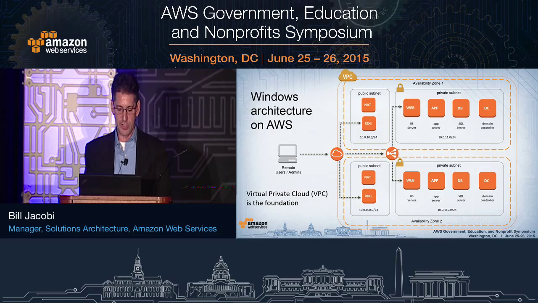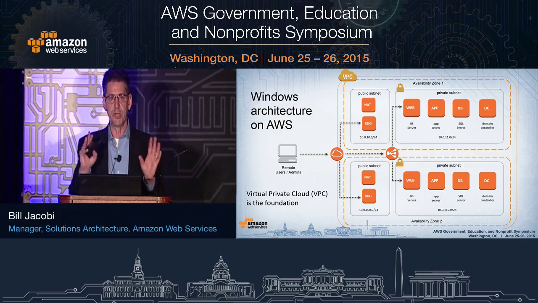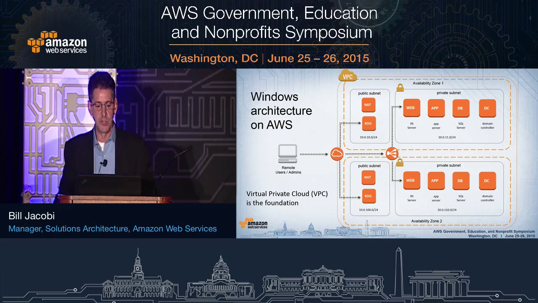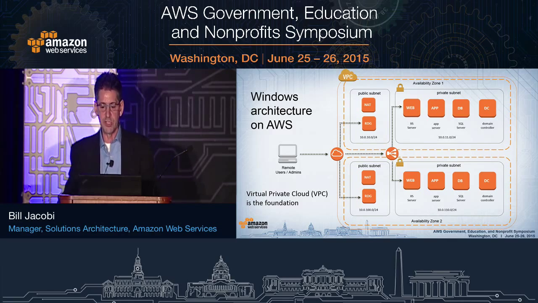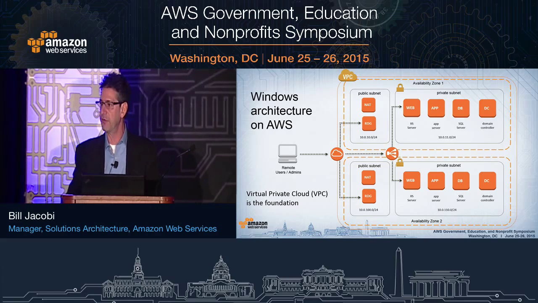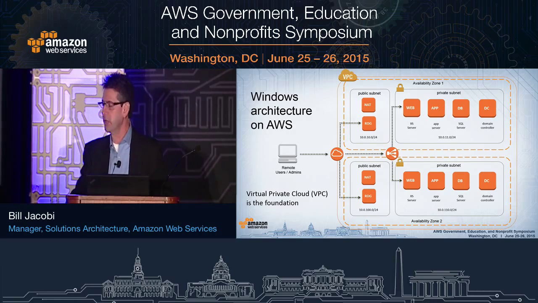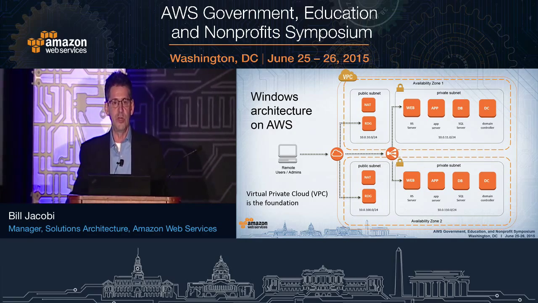A general architecture that you might see for Windows on AWS would look like this. I'll talk about Exchange, SharePoint, Lync and SQL Server as individual architectures, but a general architecture would be based on this concept of virtual private cloud. This diagram shows an example of VPC. VPC is what lets you identify, within a region, we have 11 regions. We have 32 availability zones across the world.